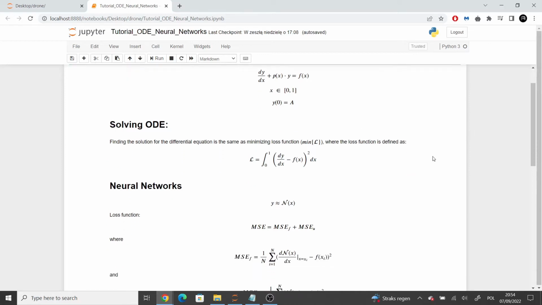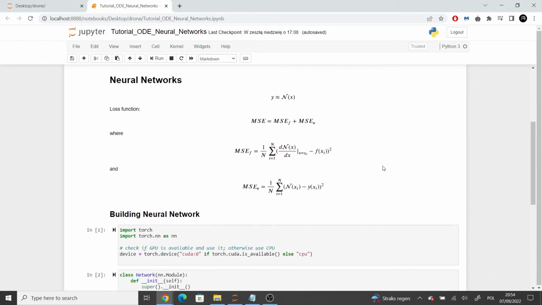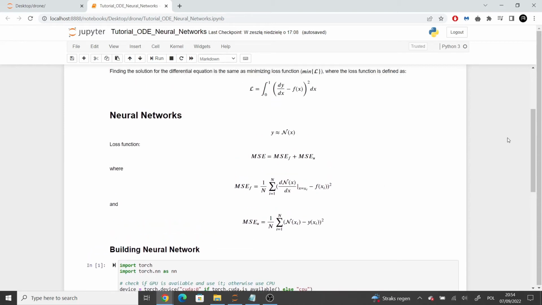The theory behind solving differential equations using neural nets is minimizing the loss function. Because minimizing the loss function is equivalent to solving the differential equation, it is possible to teach the neural nets to predict the solution of the equation. The output of the neural network will represent the solution y.